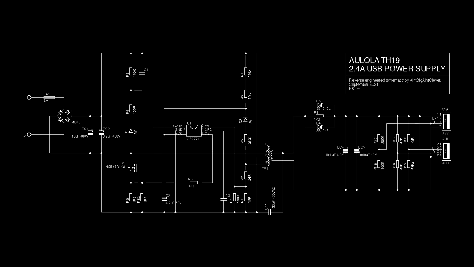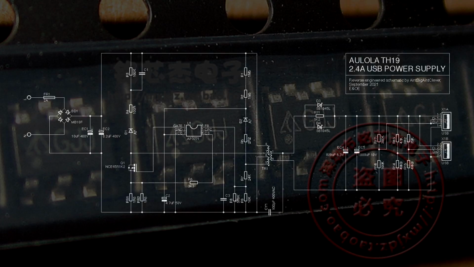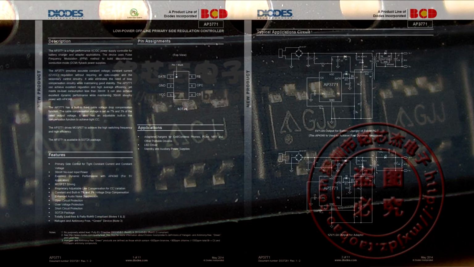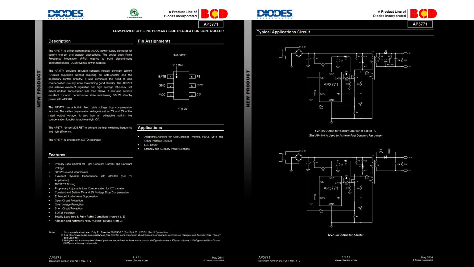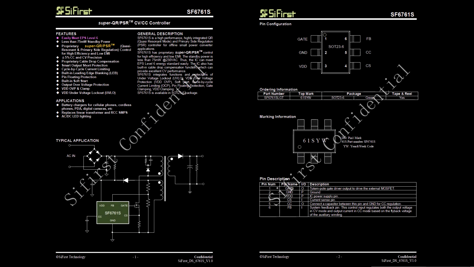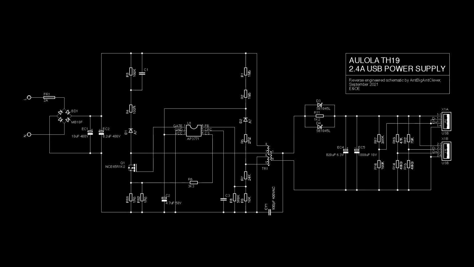Okay, so I've managed to trace out the schematic, which I think is complete. It's all driven by a chip marked GJJ, which is actually an AP3771 by Diodes Incorporated. Possibly of interest is that the application circuit shows no input filtering. A similar chip with the same pinout, the SF6761S, doesn't have any input filtering either, and the datasheet suggests it's a low EMI design, so perhaps it doesn't need it. The Aulola power supply seems to have followed this closely and has no input filtering either.